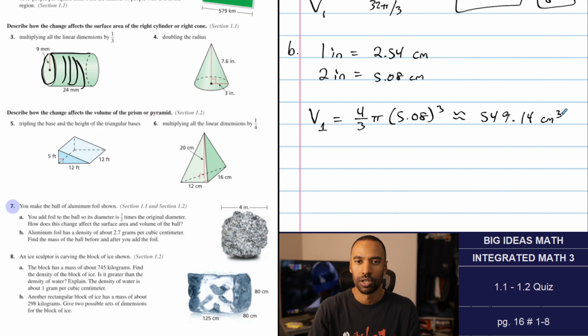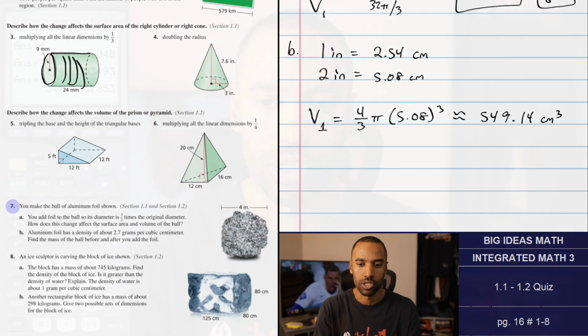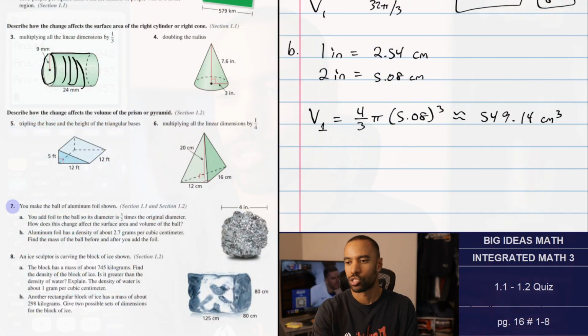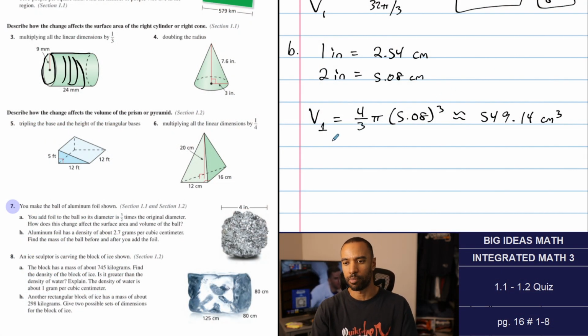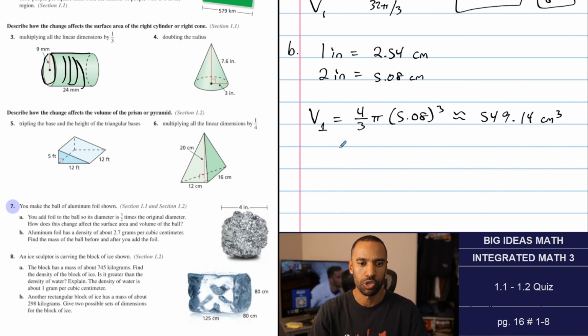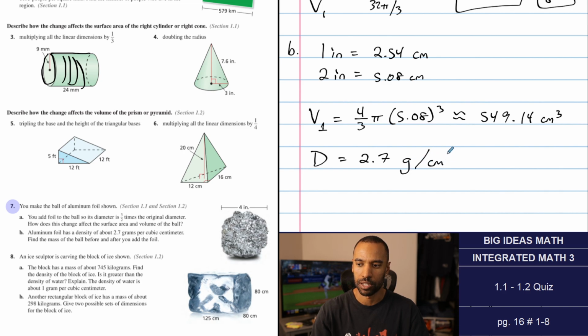I have another value written on my calculator. So I have this one written down right now. I'm going to use that one for the future things we do. All right, so this is the cubic centimeters volume of the ball. Density is mass over volume, and we have density of 2.7 grams per cubic centimeter. So the density of the foil is 2.7 grams per cubic centimeter.